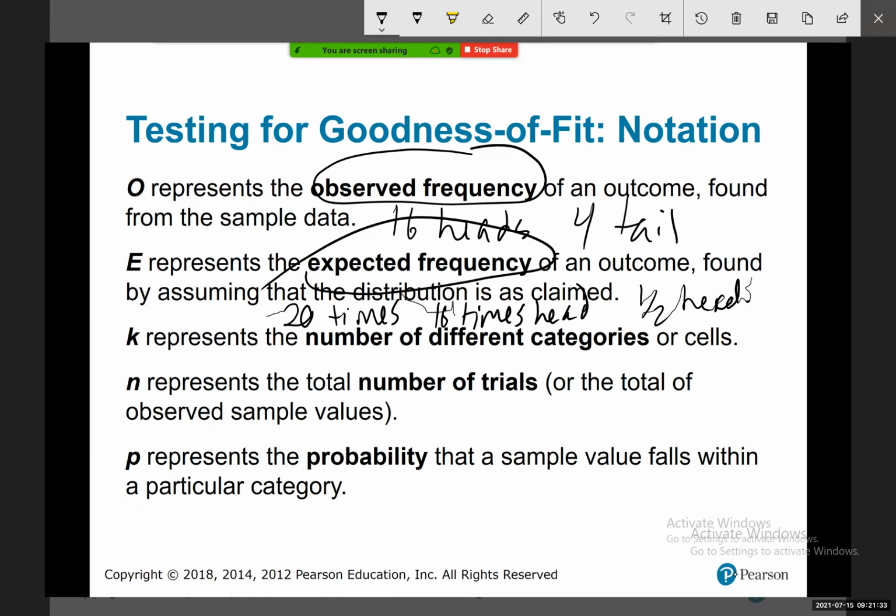Okay, K is the number of different categories. N is the number of trials. P is the probability. So please take a quick note of symbols because we will be using them.